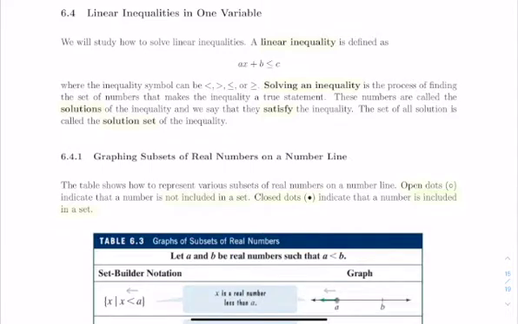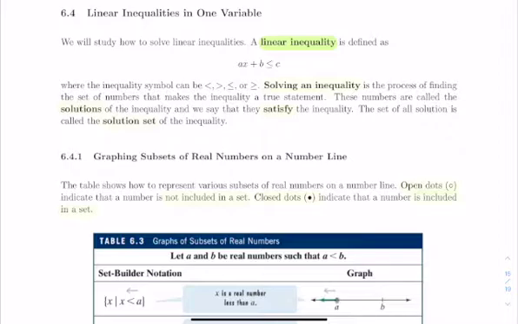In section 6.4, we're looking at linear inequalities in one variable. So we will study how to solve linear inequalities. A linear inequality is defined as ax + b ≤ c, where the inequality symbol can be less than, greater than, less than or equal to, or greater than or equal to.